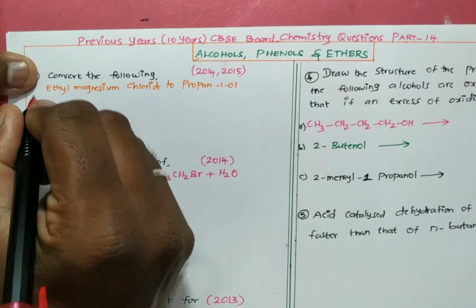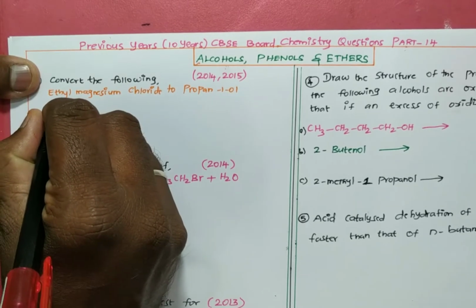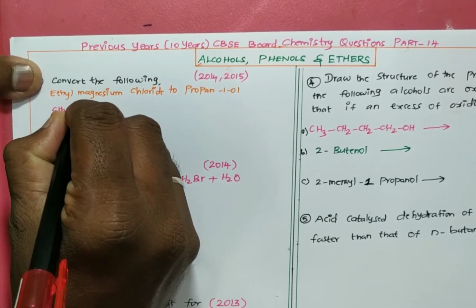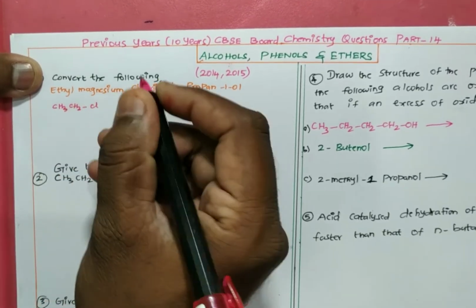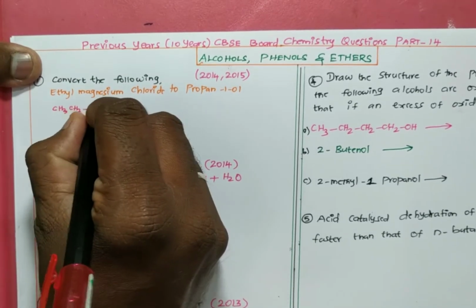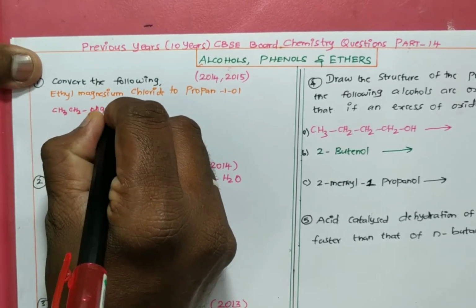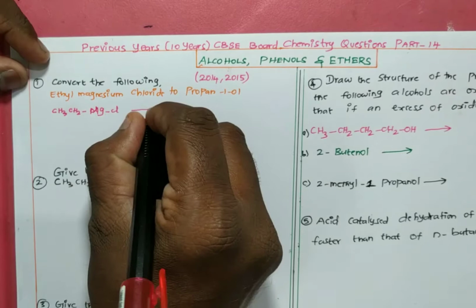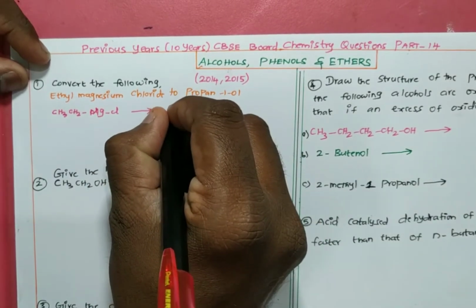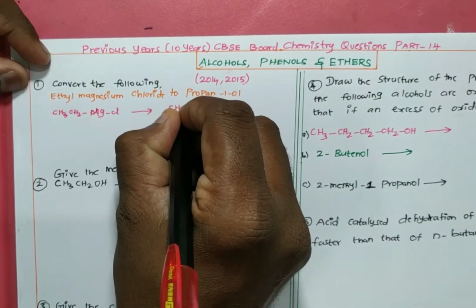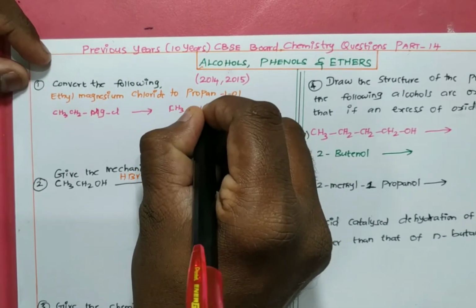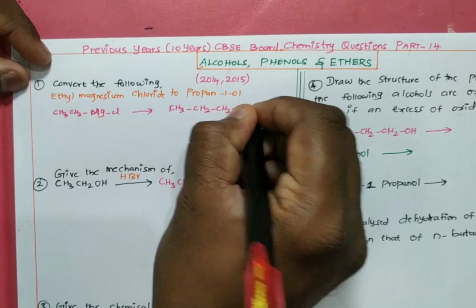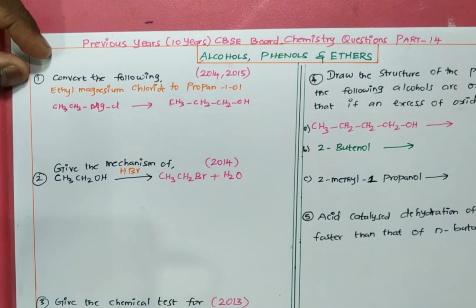How can we write the structure of this? Ethyl magnesium chloride, CH3CH2, this is ethyl chloride. So if I use Mg, we get ethyl magnesium chloride, which can be converted into propan-1-ol. Propan-1-ol has a total of 3 carbon atoms, so CH3CH2CH2OH. Here we have to listen very carefully.